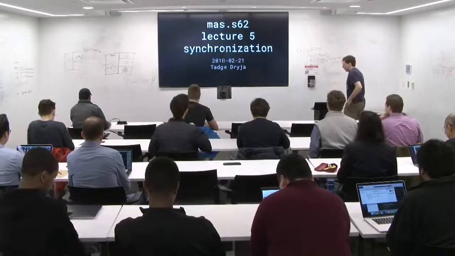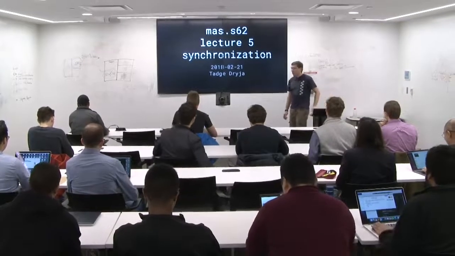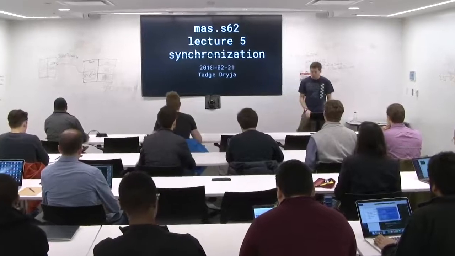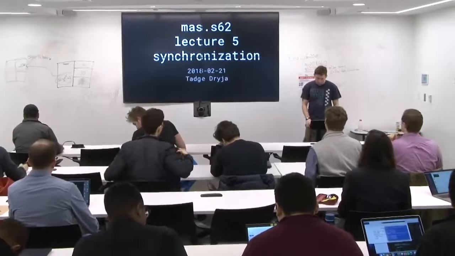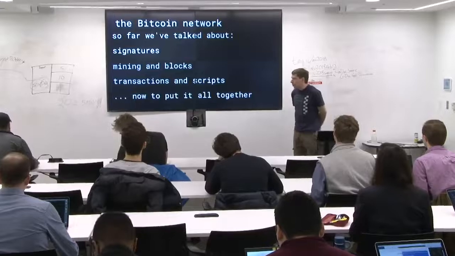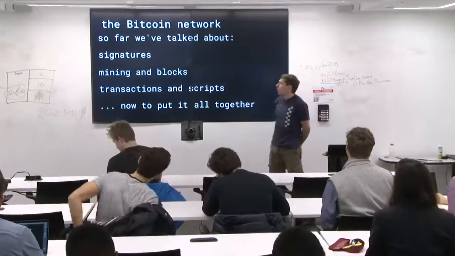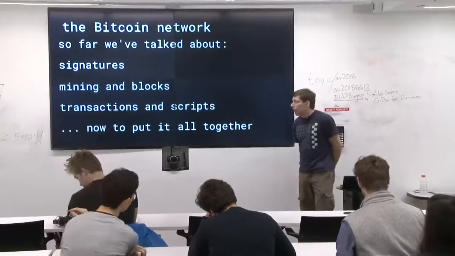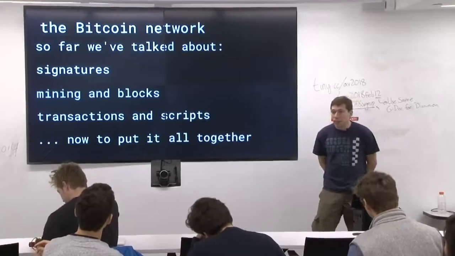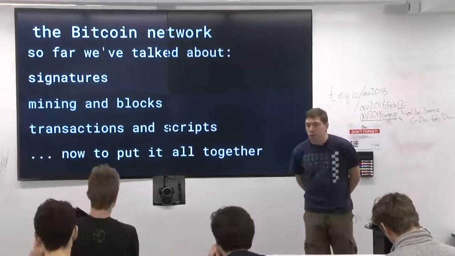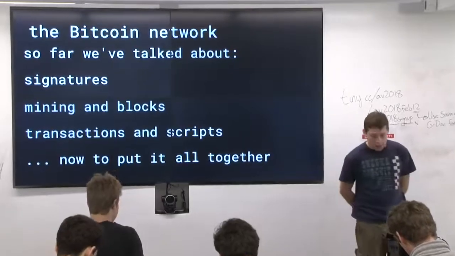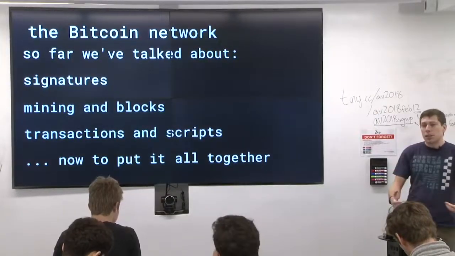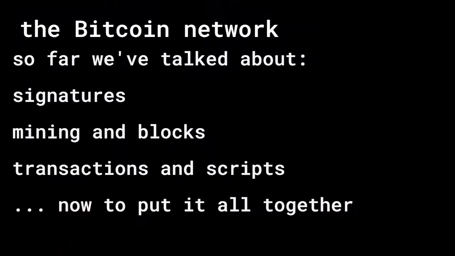Today, we're going to talk about synchronization, how all these different nodes on the network come to consensus, how they link up. So it's sort of bringing it all together. So far in these lectures, we've talked about signatures, mining and blocks, transactions and scripts, and now we're going to put it all together. Okay, how does this all actually work? What do all these components come together to do, and how does this make this cool money?